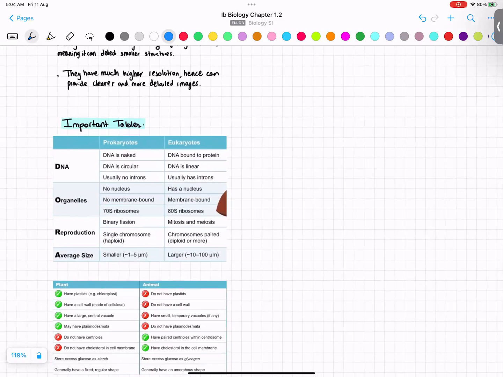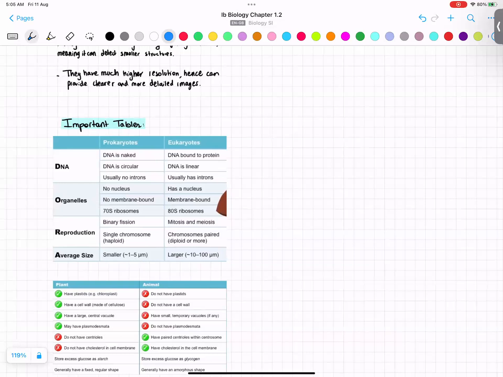In organelles, the prokaryotes have no nucleus, which they are in fact known for. This is what makes prokaryotes prokaryotes. Whereas the eukaryote has a nucleus. Again, the organelles in prokaryotes are not membrane bound, and like I previously mentioned, they are not compartmentalized. Whereas the eukaryotes' organelles are membrane bound and compartmentalized. And again, the most important is the 70S ribosomes for prokaryotes and the 80S ribosomes for eukaryotes.